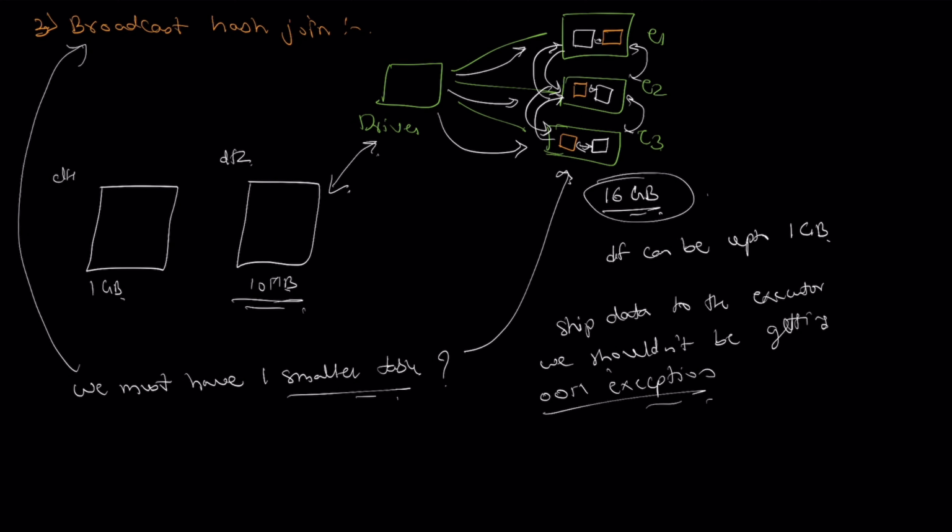If we ship data to the executors, we shouldn't be getting an out of memory exception. This is what we need to keep in consideration, and due to this reason, we don't apply broadcast hash join when both of the data frames are big in size. We only consider applying broadcast hash join if one of the data frames is way bigger and the other is smaller in size. Broadcast hash join helps us avoid shuffling, and due to this reason, it's lower in cost.